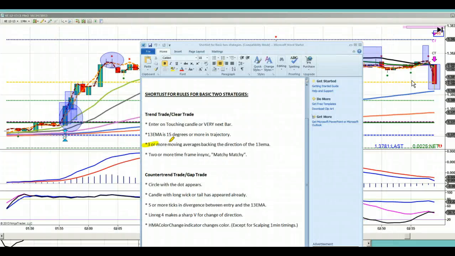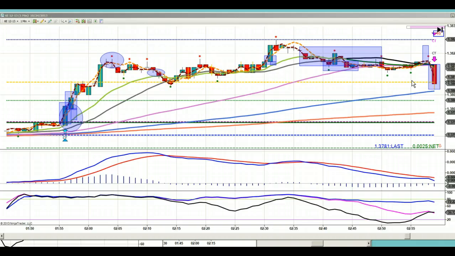And of course, 3 moving averages or more back in the direction. And then, of course, we're going to talk about matchy-matchy in just a second. So those are the basic core rules. There's some other things you can add, but we'll get into that in just a second.